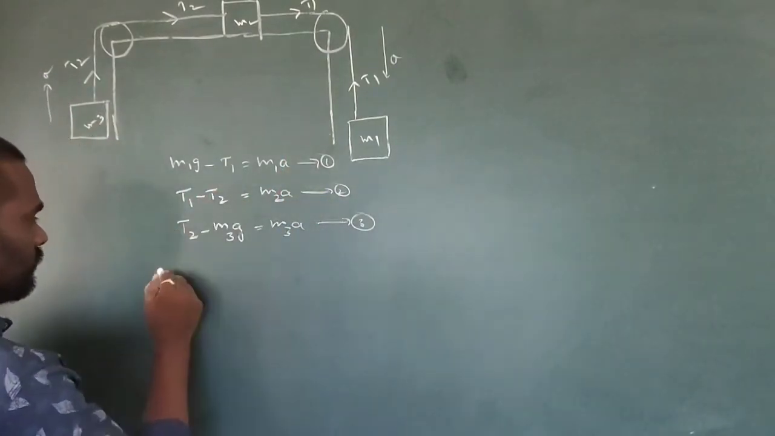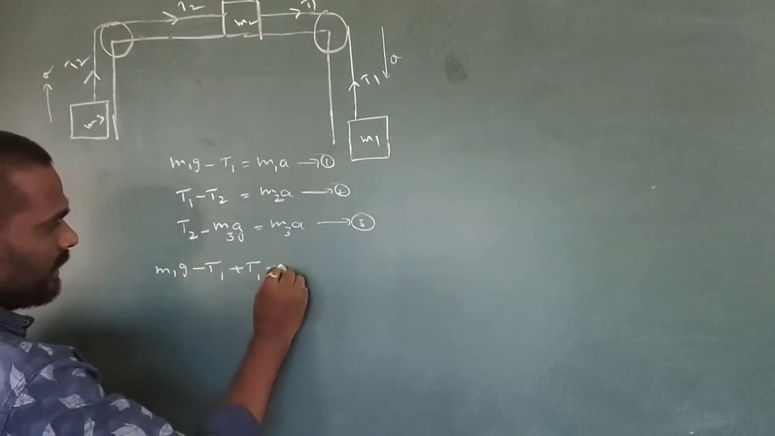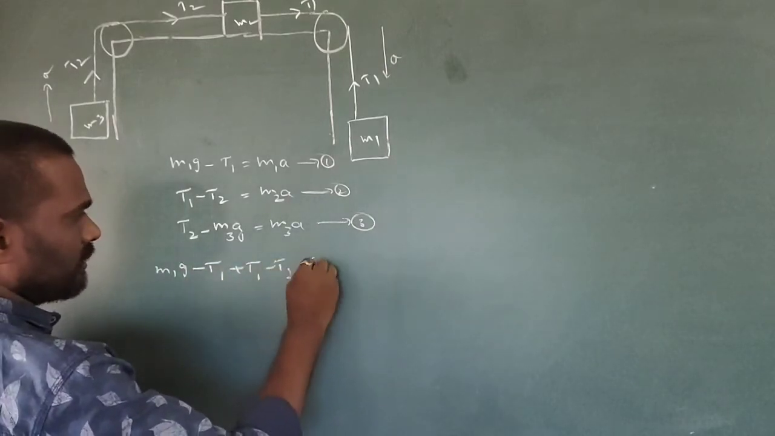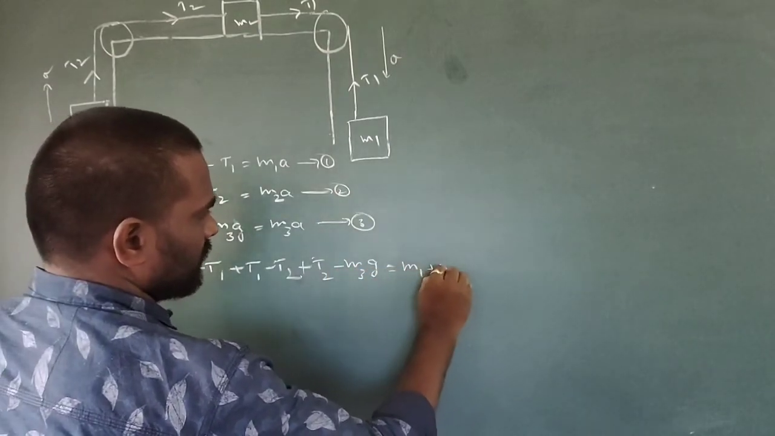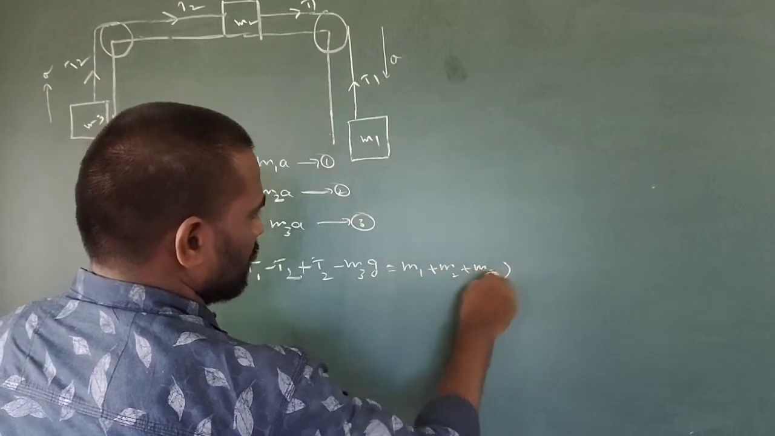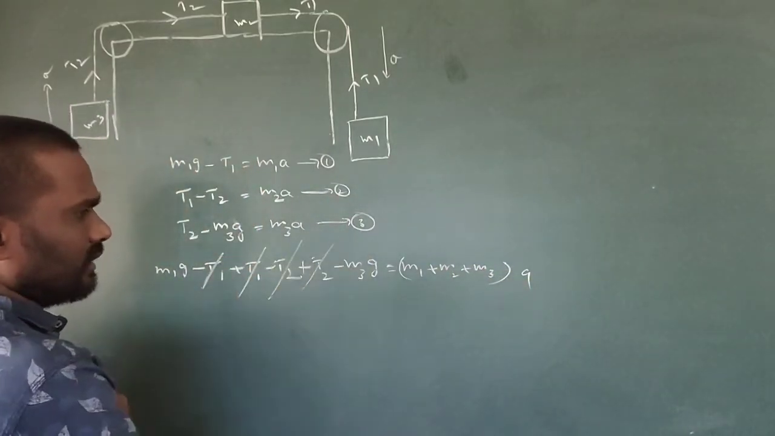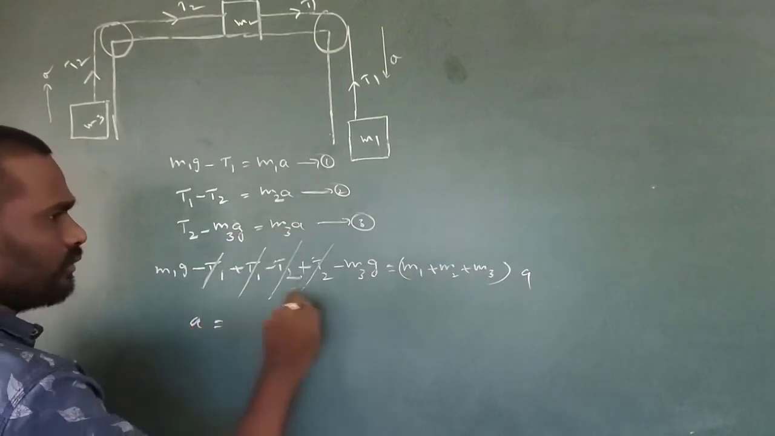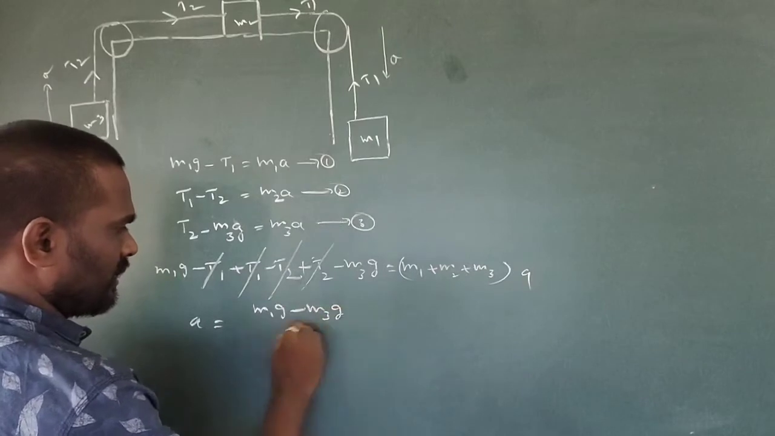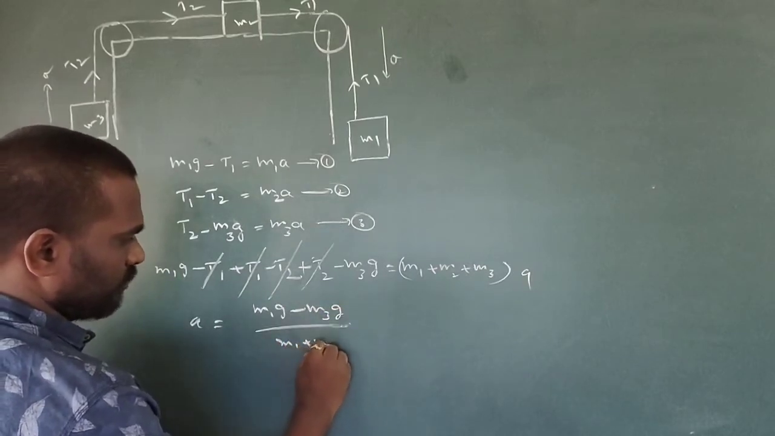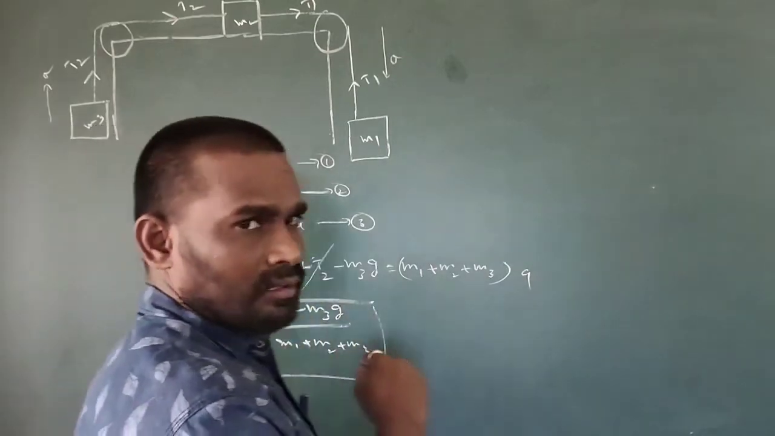Adding these three equations, then you get the acceleration. Adding m1g minus T1, plus T1 minus T2, plus T2 minus m3g, is equal to (m1 plus m2 plus m3) into a. Here minus T1 plus T1, and minus T2 plus T2 cancel. The final acceleration a is equal to (m1g minus m3g) by (m1 plus m2 plus m3). This is the acceleration of the bodies.